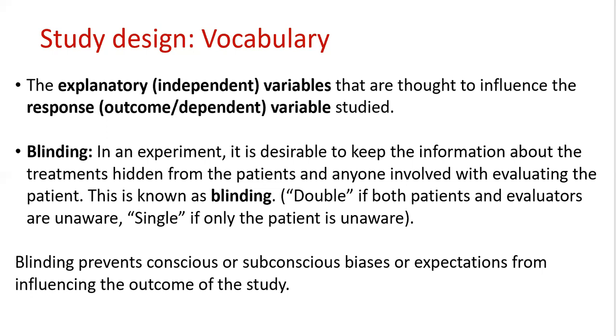Double blinding is considered a golden standard, better, because sometimes even evaluators could have a placebo effect themselves. So they may think that because they know what's going on, who got what, that also may influence their evaluation. So it's best when both the patients and the evaluator do not know. So blinding prevents conscious or subconscious biases or expectations from influencing the outcomes of the study.